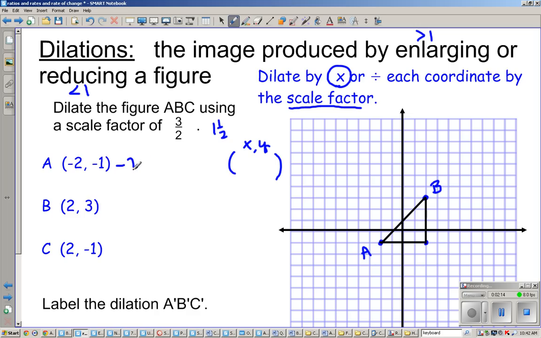So here's the math. -2 times 3/2. Now you're familiar with your fractions and canceling out. What's that equal to? Good, a -3. Then I'm going to take the Y coordinate, -1 times 3/2. And what do I get? -3/2. We're going to go ahead and write that as a mixed numeral, -1 and 1/2. Everybody okay with that? All right, great.